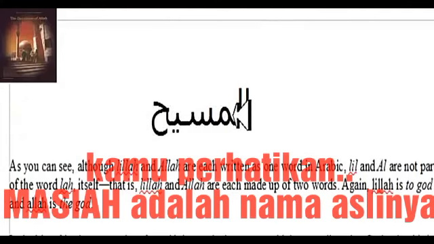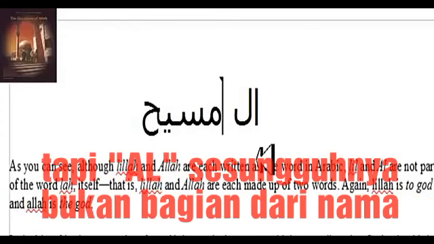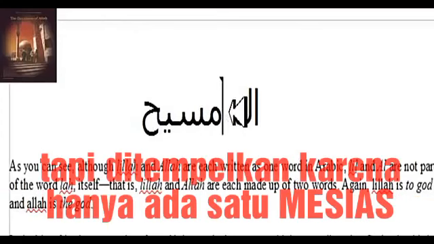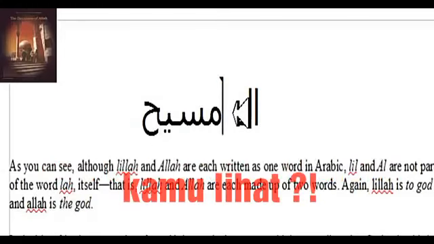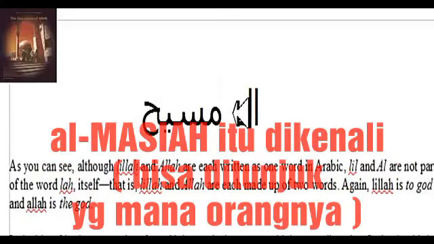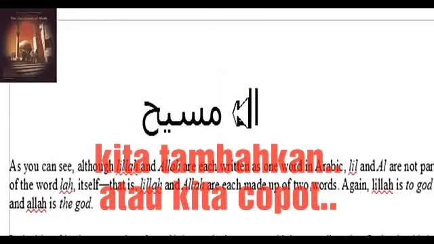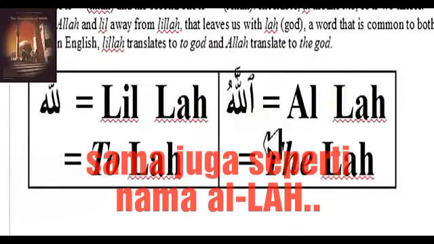If you notice in here that Masih is really the name, but Al, this part, is not really part of the name, but it's attached to it because there's only one Messiah. You see, Masih is unknown. Al-Masih is the known one. So this is simply what it is. We put them together or we take them off. It's exactly the same when it comes to the name of Allah.